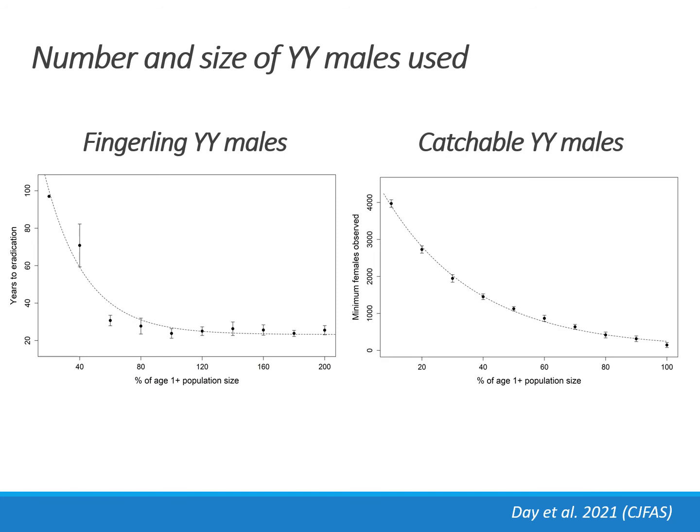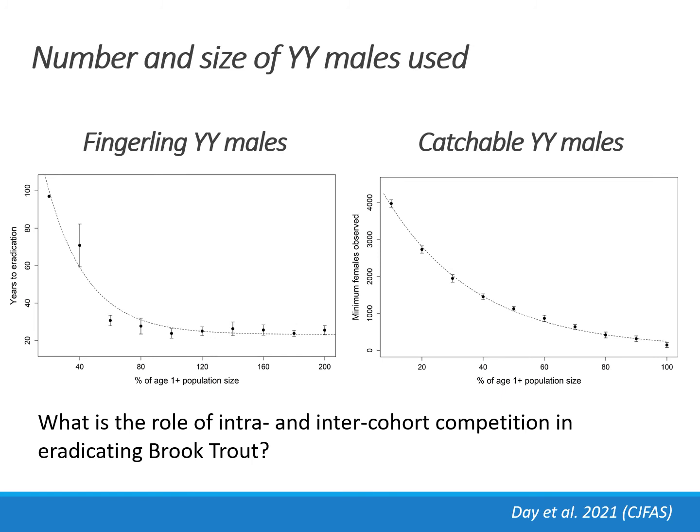We didn't see that same pattern with the catchable size YY males that were more like 250 millimeters. In fact, the y-axis here is minimum number of females observed, because we had a really hard time getting the population to actually go extinct with catchable YY males. And this raised an interesting question. Why were we seeing better success with putting more fingerling YY males out when none of these are mature, as opposed to all these catchable YY males with lots of maturity? Is there some role of inter and intra-cohort competition going on?